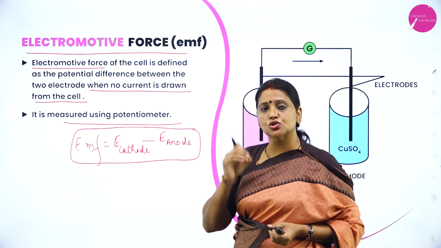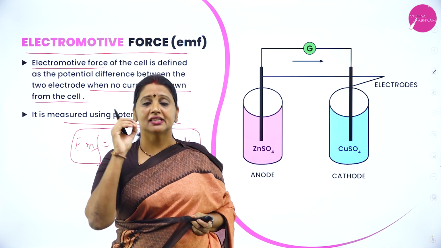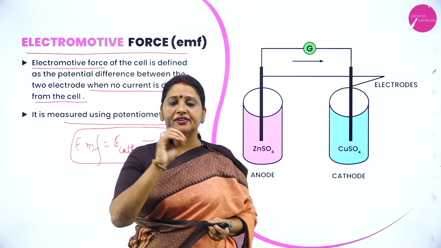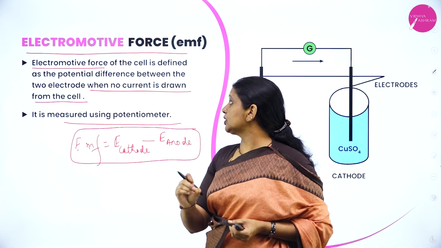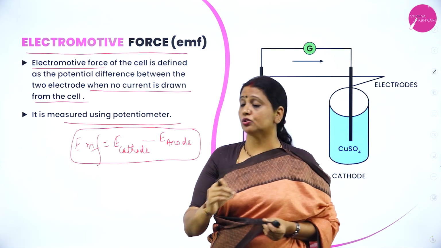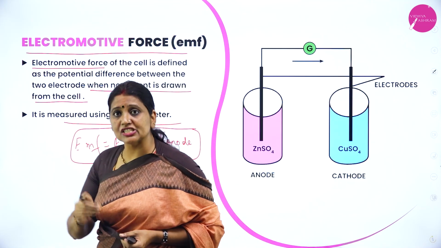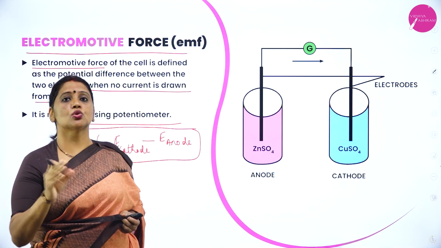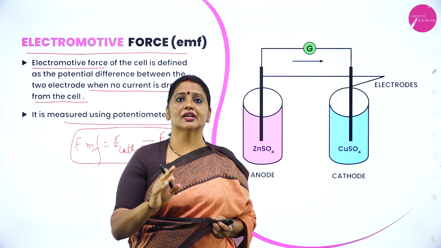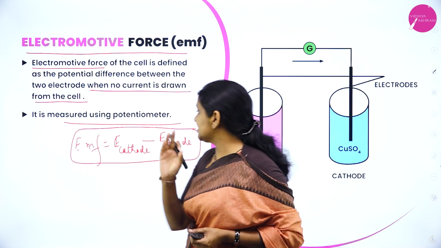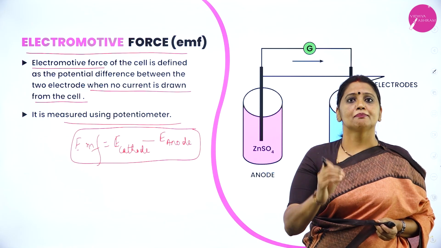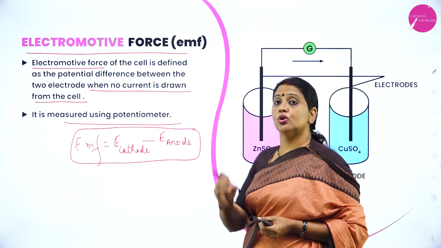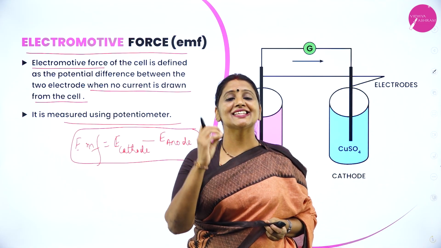Therefore, my dear students, what is EMF? EMF is the potential difference between two electrodes when no current is drawn from the cell or there is no current in the circuit. EMF is measured using potentiometer. EMF is equal to E cathode minus E anode.